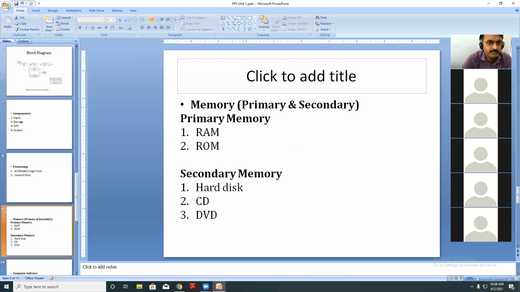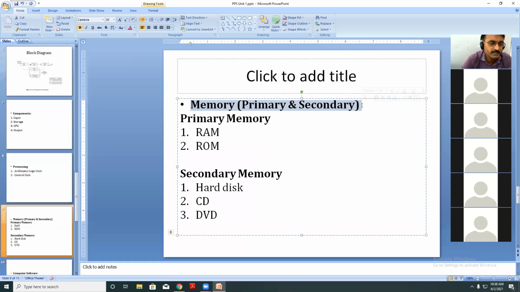Now, the next point here is the memory. This memory is again divided into two different parts. One is the primary memory and the other is secondary memory. So can anybody tell what is primary memory and what is secondary memory?